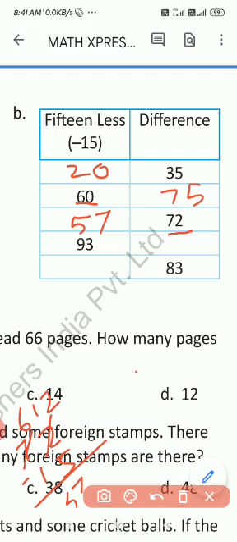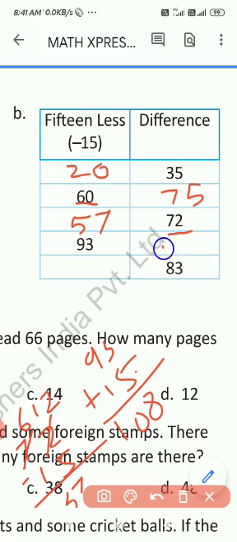Okay, and already the number 93 is written in the column 15 less. So we have to add 15 to 93. 93 plus 15. So 5 plus 3, 8, 9 plus 1, 10. Answer is 108. The last number is 83.